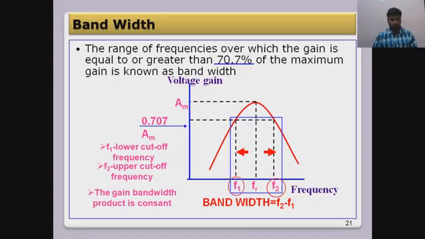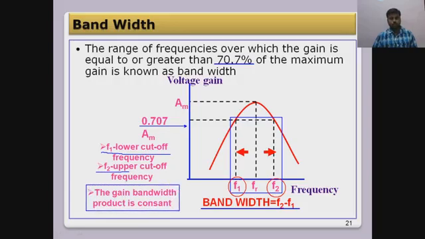F2 and f1. The difference between f2 and f1 gives the bandwidth. So the bandwidth is given by f2 minus f1. Here f1 is the lower cutoff frequency and f2 is the upper cutoff frequency. So the gain bandwidth product is constant.